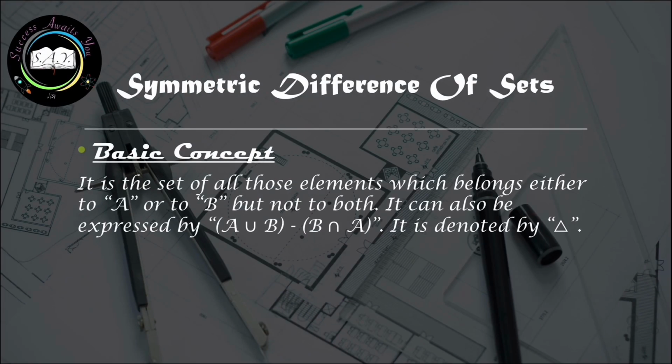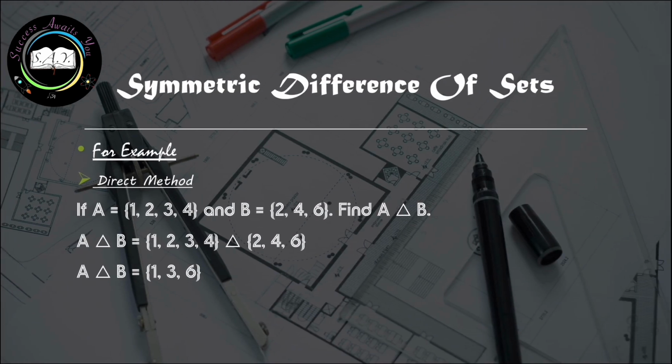Symmetric difference is the set of the elements which belong either to A or B, but are not common in both. It can also be expressed by A union B difference B intersection A. It is denoted by a triangular symbol. Now, let's solve an example to understand the concept better.